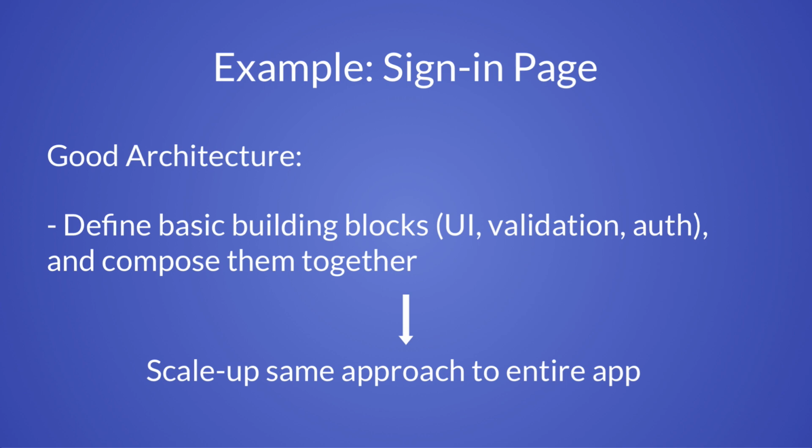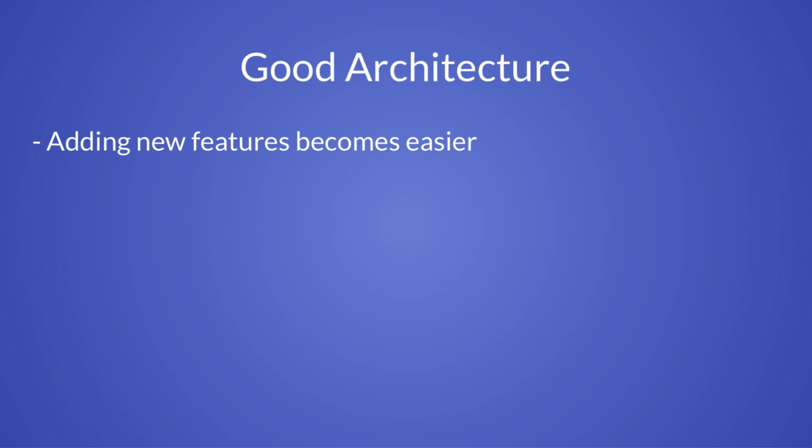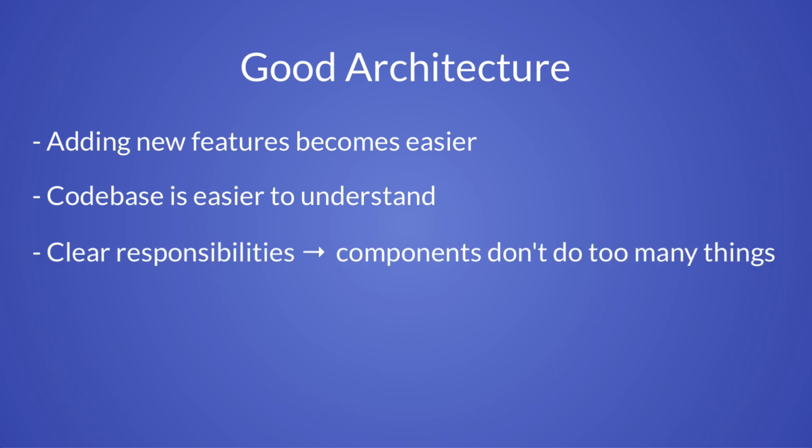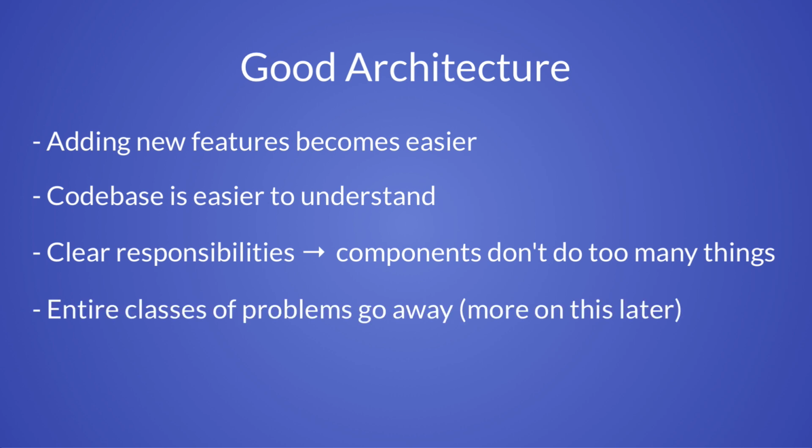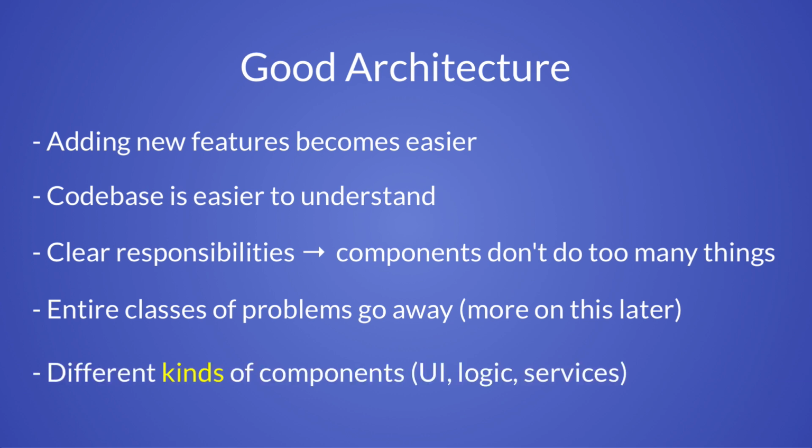And this has some very clear benefits. For starters, adding new features becomes easier because you can build upon the foundation that you already have. And your codebase becomes easier to navigate and understand. In fact, you're likely to spot some recurring patterns and conventions as you read the code. Also, components have clear responsibilities and don't do too many things. And this happens by design if your architecture is highly composable. Not only that, but entire classes of problems go away, and we will talk about that a bit later. Finally, not only can you have independent building blocks, but you can have different kinds of blocks, because you can define separate application layers for different areas of concern.